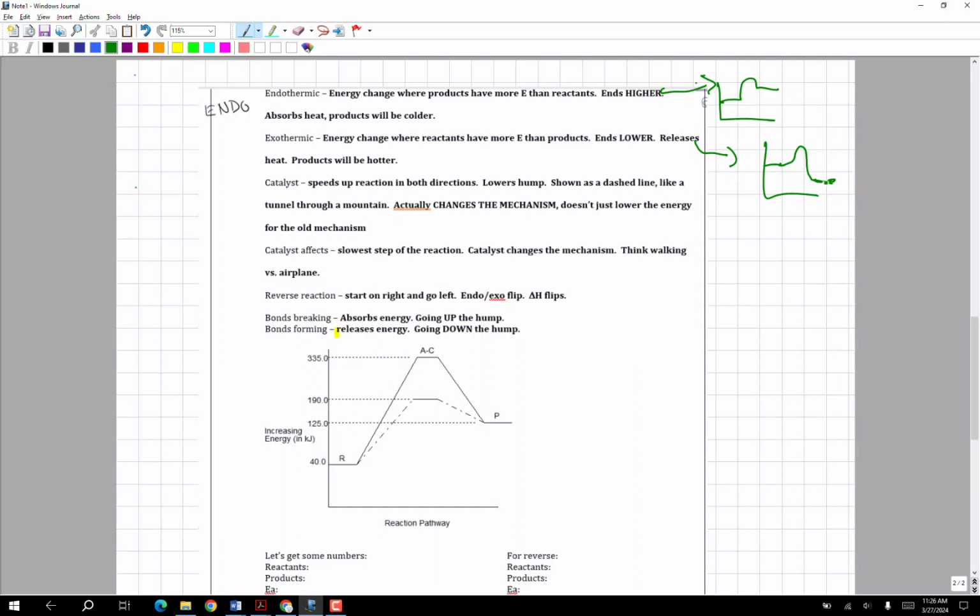Catalyst speeds up a reaction in both directions. It lowers the hump. So what that would look like, let me go with a purple catalyst. It would have a lower hump. It's almost always shown as a dashed line. Okay? And it speeds reaction in both directions. Like a tunnel through a mountain.